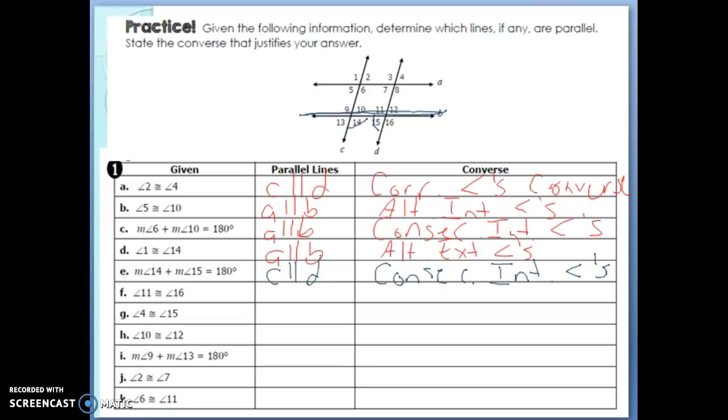Angle 14 and angle 15 are not congruent because they face the same way. We cannot say that for certain. Which makes sense because one of them is an acute angle and one of them is obtuse when we look at that picture. Okay.